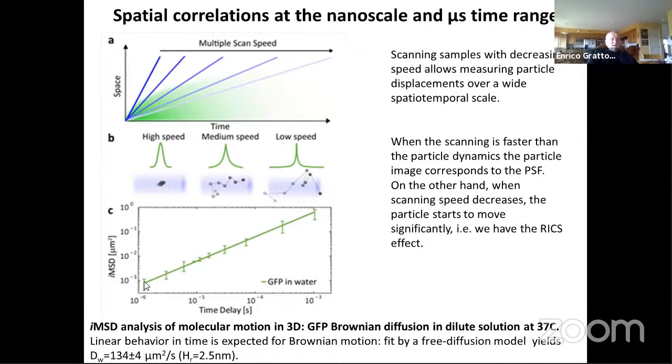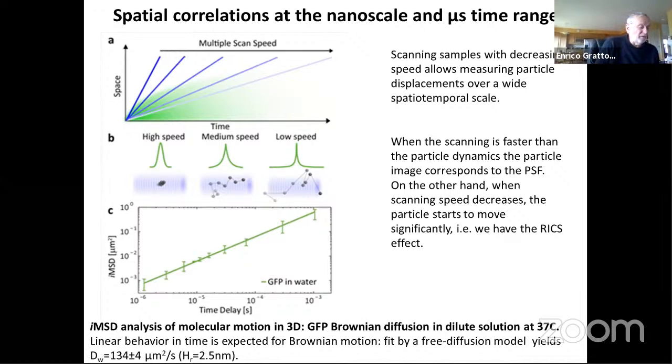We can do this experiment now because it's scanning. We can sample at about a microsecond, and then we can go much lower. Then we can measure as a function of the speed of scanning, for example, the diffusion of GFP in water, which is about 90 micrometers squared per second, and you obtain this line. Don't forget this line, which will be in green in all the data that I will show. The IMSD along a line shows that the GFP in water is diffusing. In fact, it is linear, and the slope is about what is supposed to be.